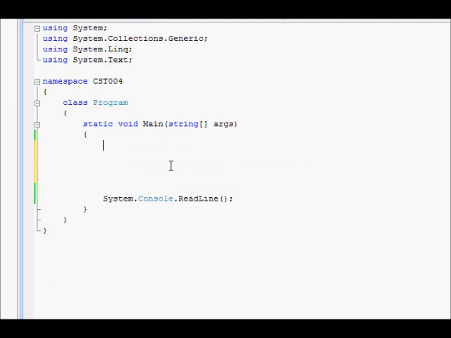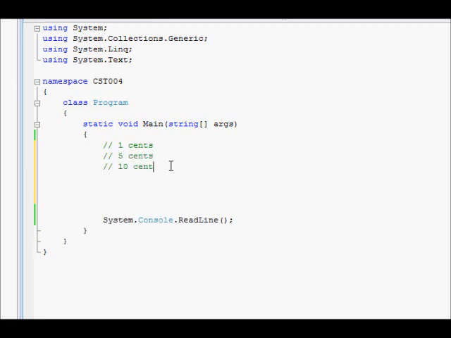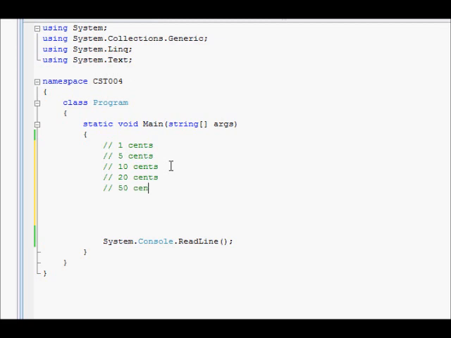Now this one's a little bit more complex example. Let's say you have the following types of coins. You have 1 cent, 5 cents, 10 cents, 20 cents, and 50 cents, and you have a dollar, $1.